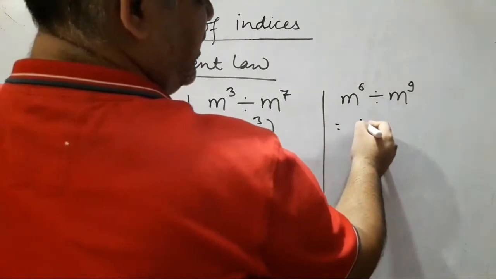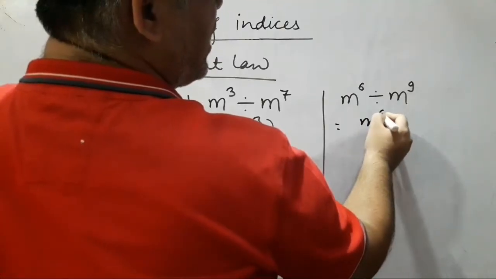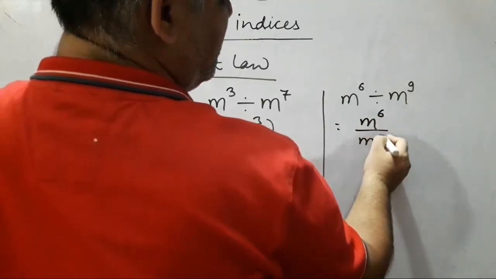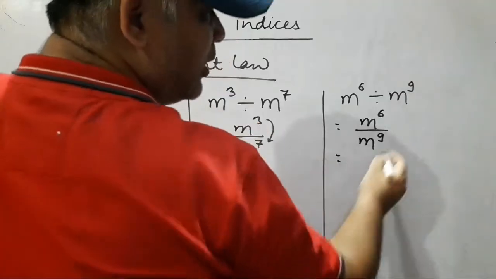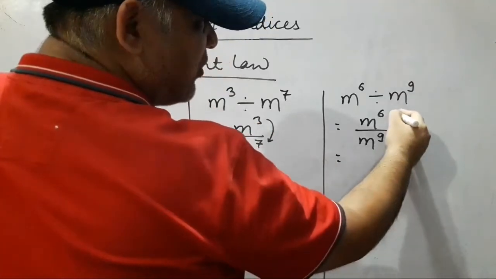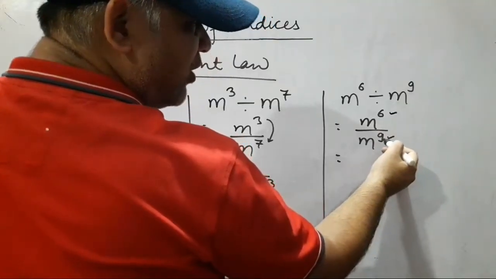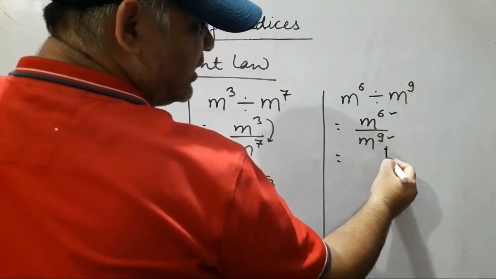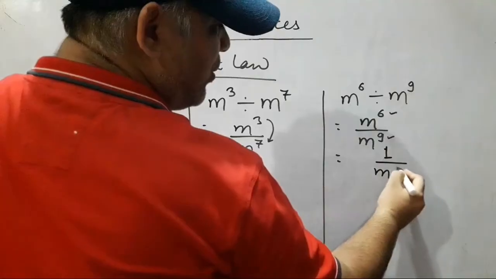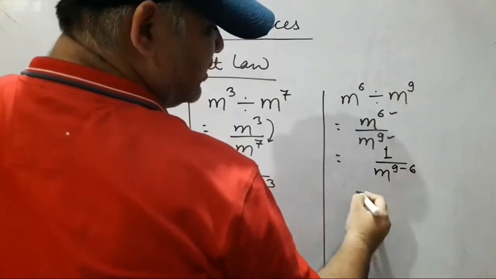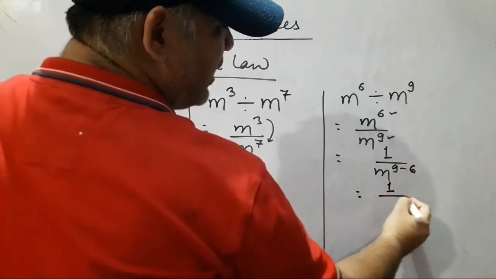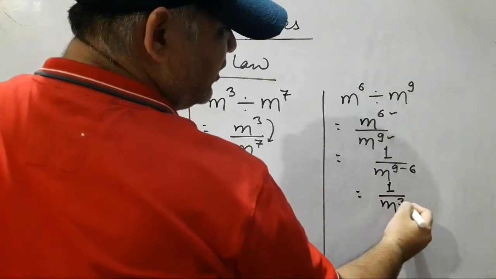Let's see here. We can write it as m power 6 by m power 9. Here also power 9 is greater than power 6. So power 6 will come down to be subtracted from power 9, and we can write it as 1 by m power 9 minus 6. We would get 1 by m power 3.